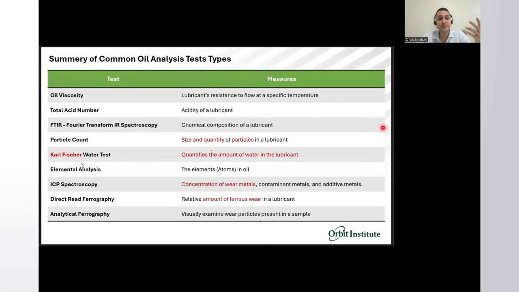Karl Fischer, the famous Karl Fischer water test, quantifies the amount of water in the lubricant. The elemental analysis tests the elements or the atoms in the oil. The ICP spectroscopy, the direct read ferrography, and the analytical ferrography are all related to wear metal or wear debris analysis.